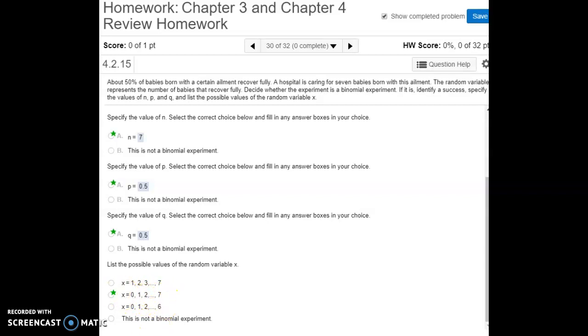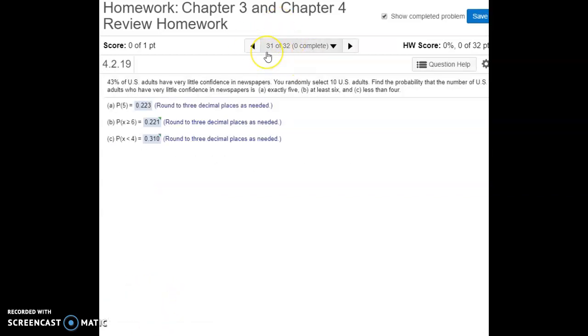In number 31, we have a binomial experiment. In our example, it says 43% of U.S. adults have very little confidence in newspapers. And so there's only 2 possible outcomes. You have very little confidence, or you actually do have confidence. And we are going to randomly select 10 U.S. adults. And we're going to find the probability that the number from our 10 that we've selected who have very little confidence is, and first of all, it's going to be exactly 5.